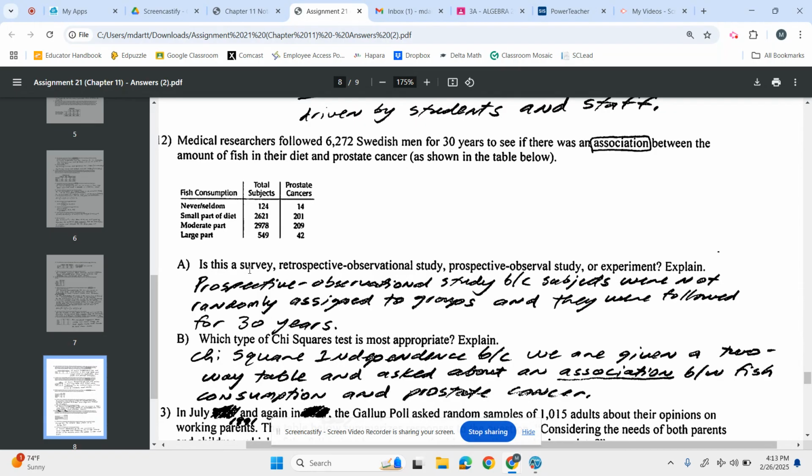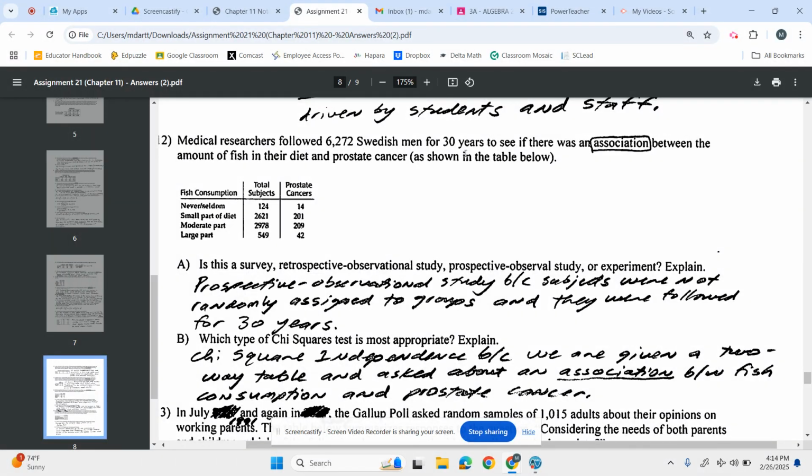Part A says, is this survey retrospective observational, that's data collected in the past, prospective observational, that's where you get data as it unfolds, or an experiment? Well, you can't randomly assign people to either have prostate cancer or not. You can't do that. So it can't be an experiment. The men are one or the other, either prostate cancer or not, whether they eat fish or not, that tells you it's observational.